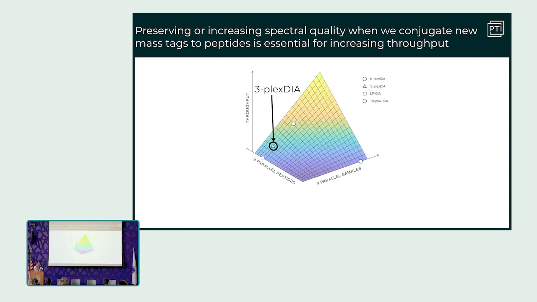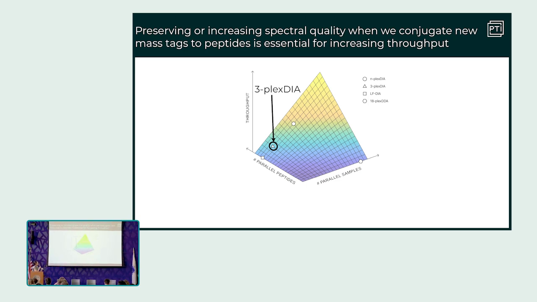Now, tying this back to our ideas of increasing throughput, we want to either preserve or increase spectral quality when we conjugate our new mass tags to peptides, or it will be essential to increase our throughput. If you recall, we have our throughput pyramid, and our goal is to reach the top of the throughput pyramid, parallelizing peptides and parallelizing samples. And here I've also pointed out where 3+DIA lies on the throughput pyramid.